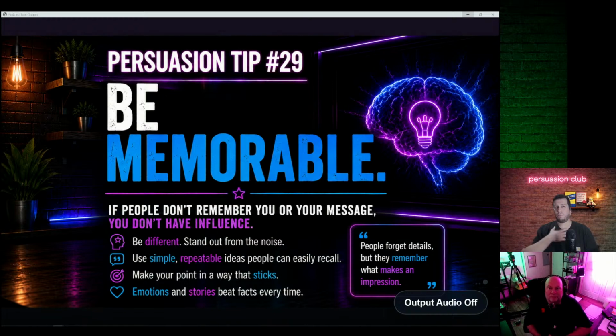The last point on the slide that we're looking at says emotions and stories beat facts every time. Emotions and stories can have facts in them, but that is true where you speak to people's emotional side and use stories that people can remember, relate to, and repeat back to others. That is going to be more persuasive and more memorable every time.